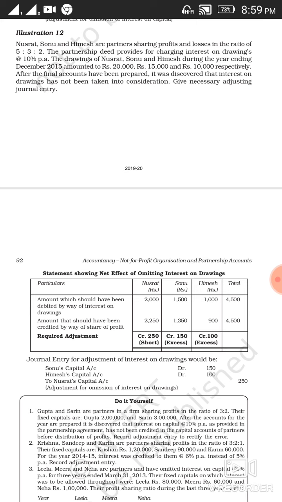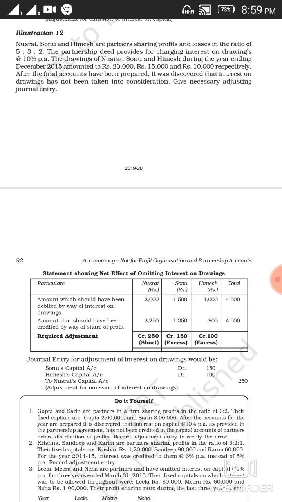So these are the amounts that we have to debit, meaning we have to take from the partners, but we forgot to take from them. And as we know, interest on drawings is income for the business. As this interest would not have been charged from the partners, it is going to reduce the divisible profit.